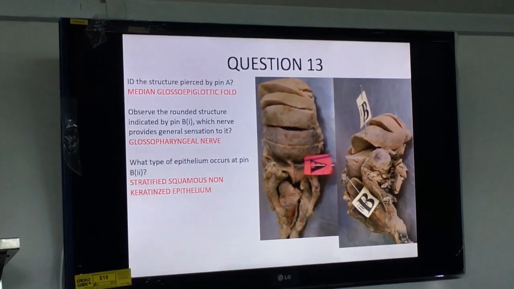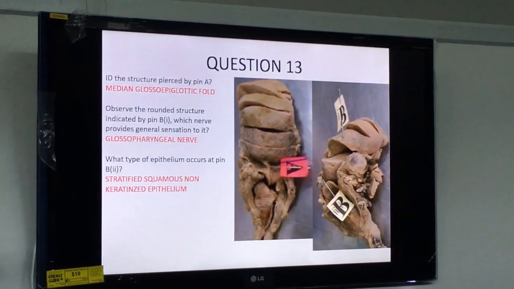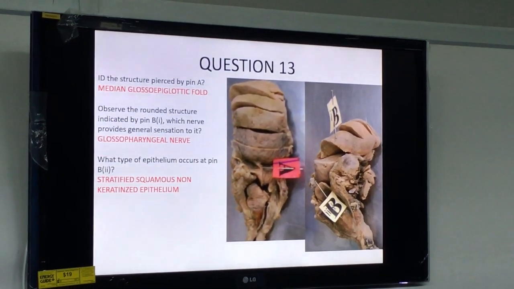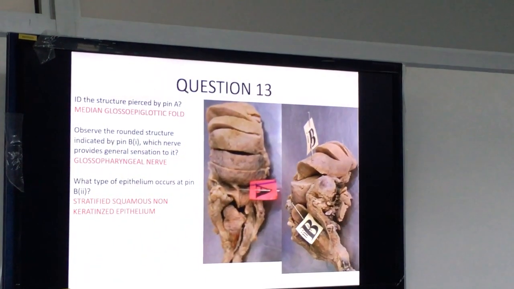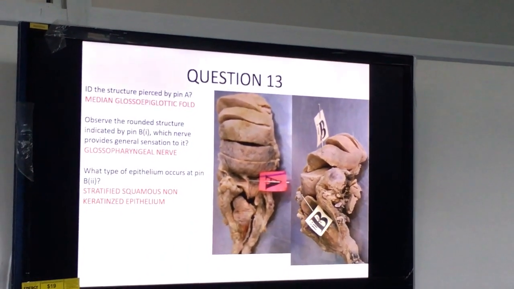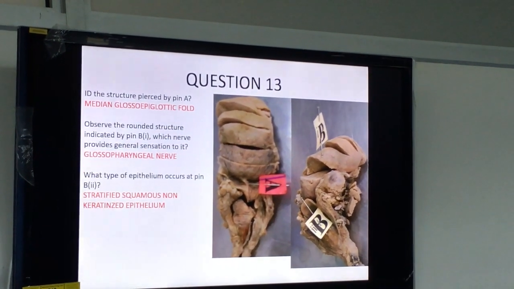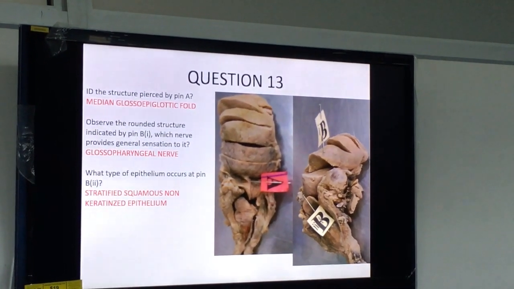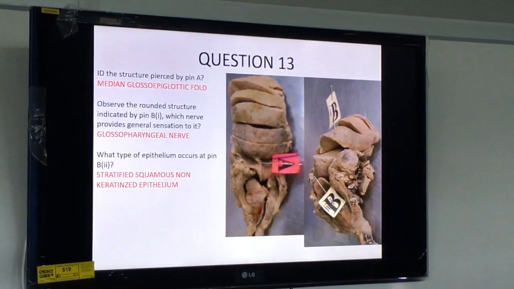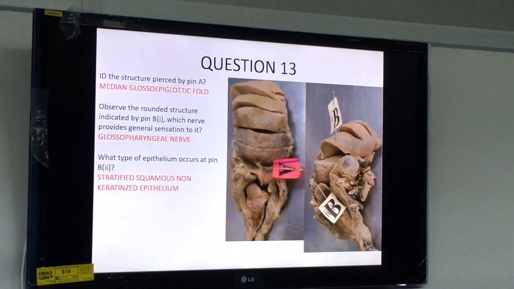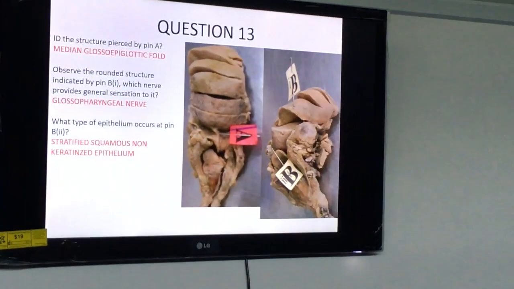The cheeks? No, there's none on the cheeks. The outside of the cheek, yes, but that's not oral cavity. Filiform, yes, but that's tongue. That's in the oral cavity, yes. But it's tongue. And the only part of the tongue that has the keratin is the filiform. Okay?